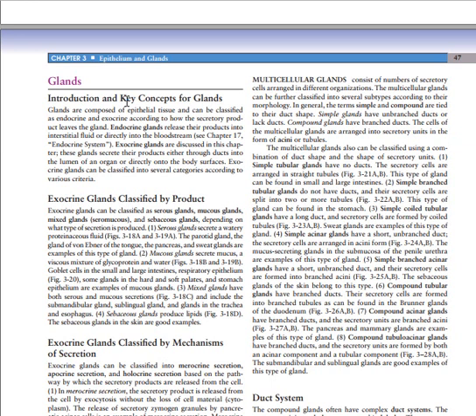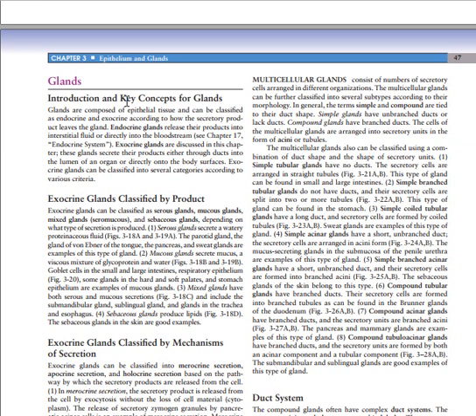Based on function, glands are divided into endocrine and exocrine glands. An endocrine gland is a gland that directly secretes its product into the bloodstream or directly into the interstitial fluid, while an exocrine gland is a gland that secretes mostly into a duct. Is it clear? So those are the main two divisions of glands.